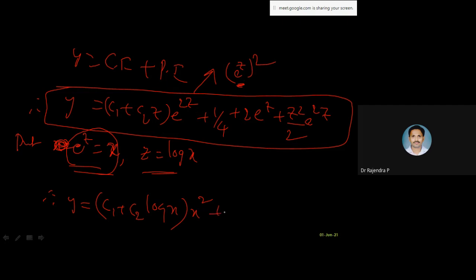So that is x square, plus 1 by 4, plus 2 e power z, which means x, plus z square, where z means log x whole square by 2, into this is also the same thing. I can write it in this way as e power z whole square, so e power z means x, that will be x square.